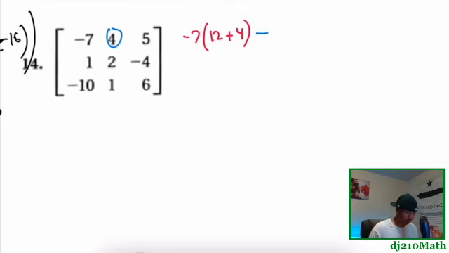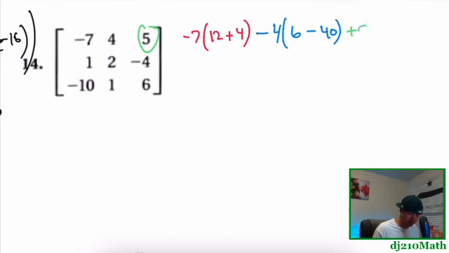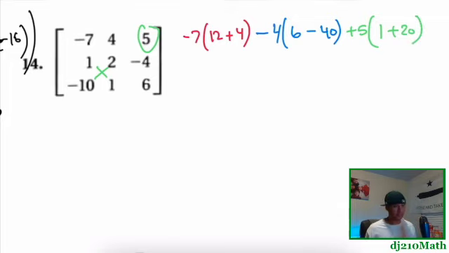Now we're doing the middle. So 4 times 1 times 6, which is 6, minus negative and negative. That's a positive number. Is going to be 40. And then last column. So plus 5 times 1 times 1. That's nice. Minus negative, so plus 20. Okay.